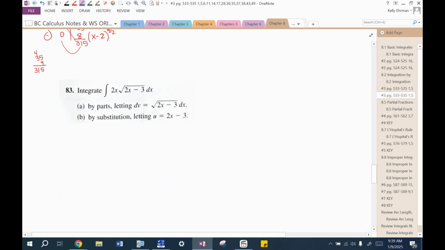Integrate this by parts and then by substitution, and they tell you what to let dv equal. So, okay, let's do by parts first. So that's LIATE. So u and dv. They tell me to let dv be this. That means u is this, which is what I would have chosen on my own, so that's good.